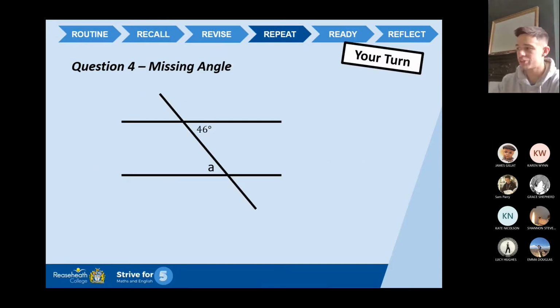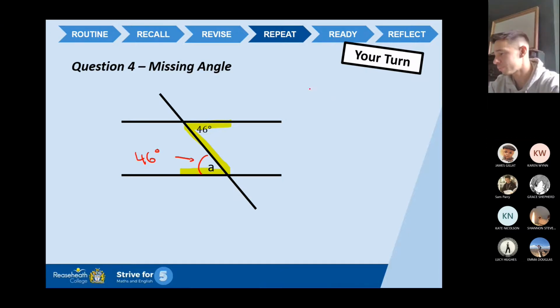This is the final start question. Then we're going to move on to a topic. Missing angle. So what is A? Now, this is known as an alternate angle. And alternate angles are the same. Can you see how I've created a letter Z there? Hopefully you guys can see that Z. It means it's an alternate, which means that A is also 46 degrees.